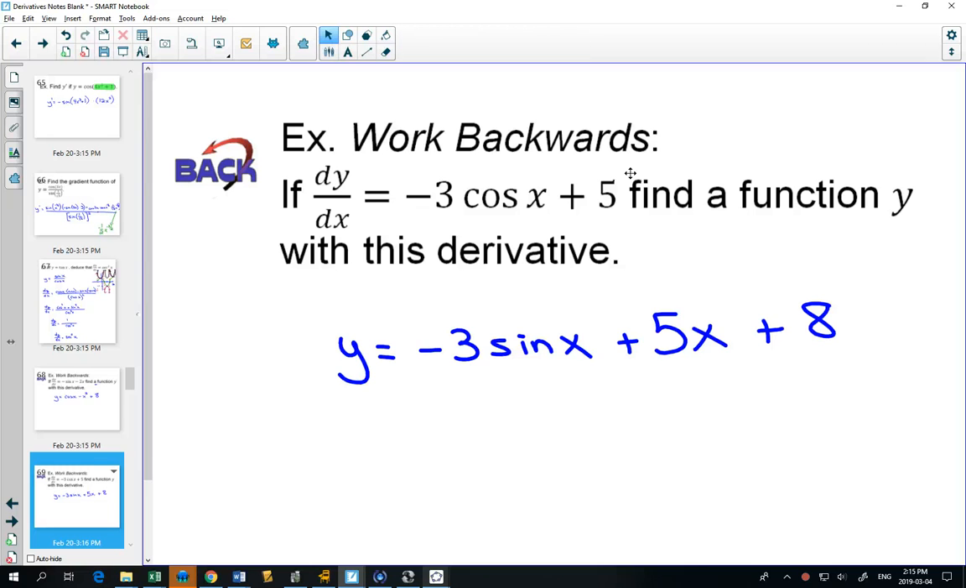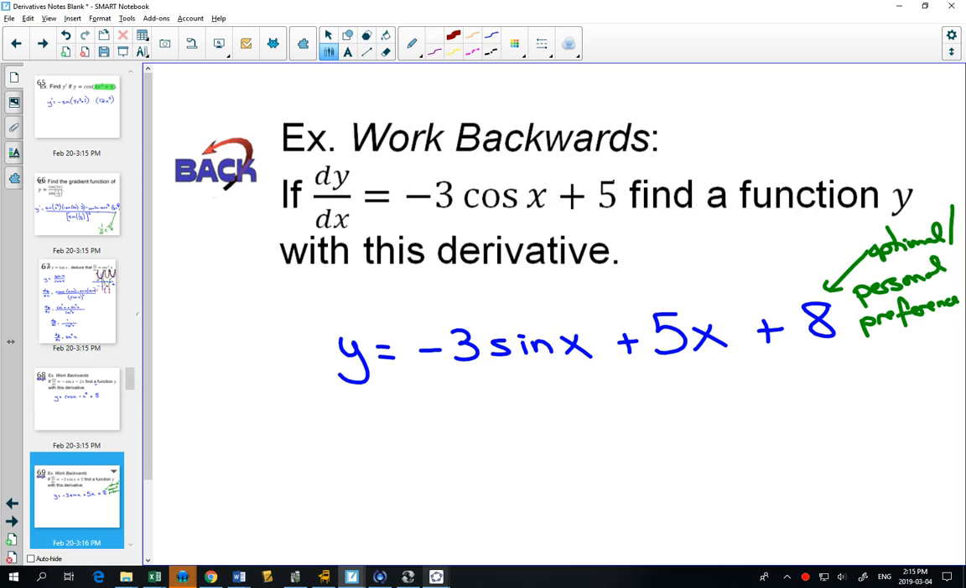Plus 8. Okay, now there's going to be people going, oh, do I always have to add 8? No, this is totally optional, personal preference. If you really hate the number 8, you don't have to write that number down. And later on, when we do these, we go plus c and say c can be any number. So we're not discriminating against any numbers, because that would be bad.